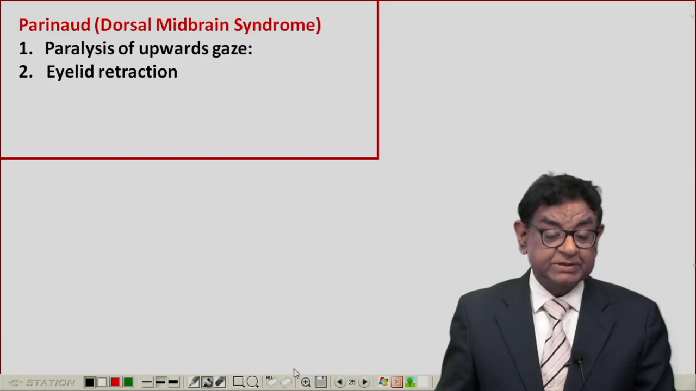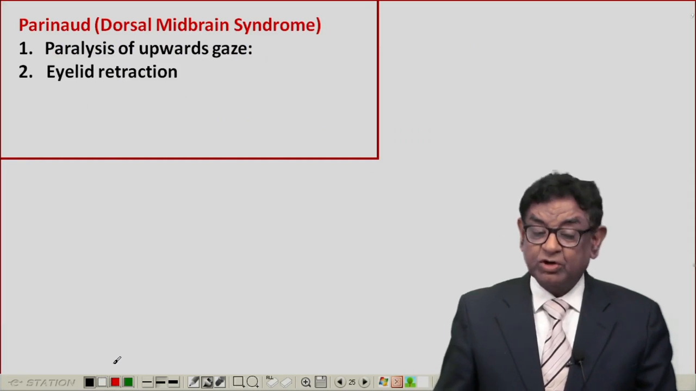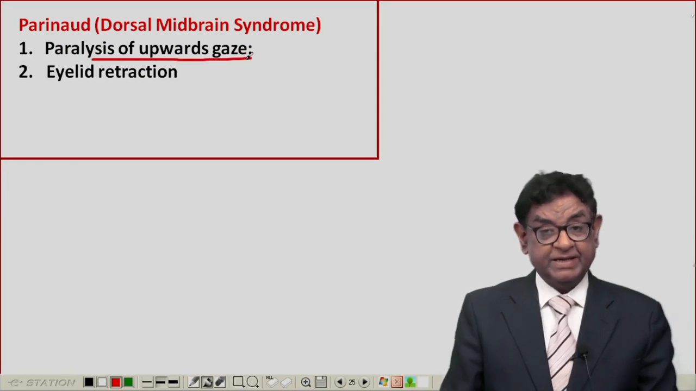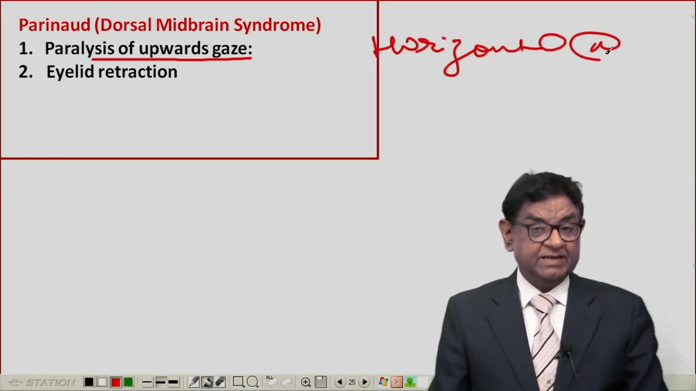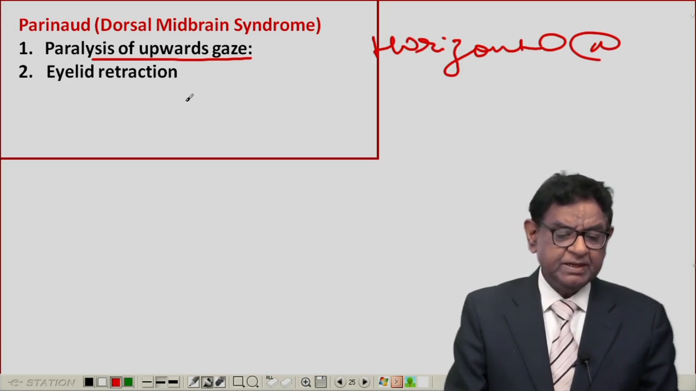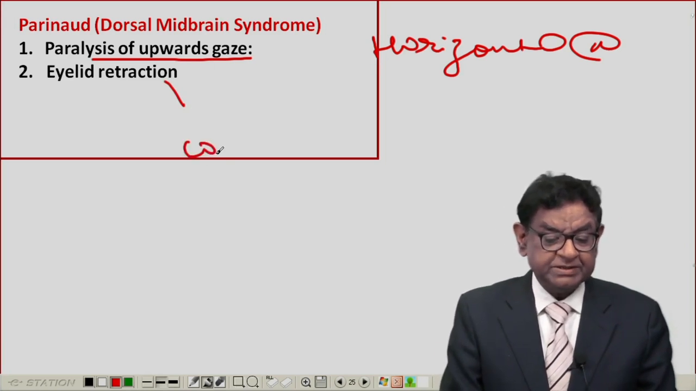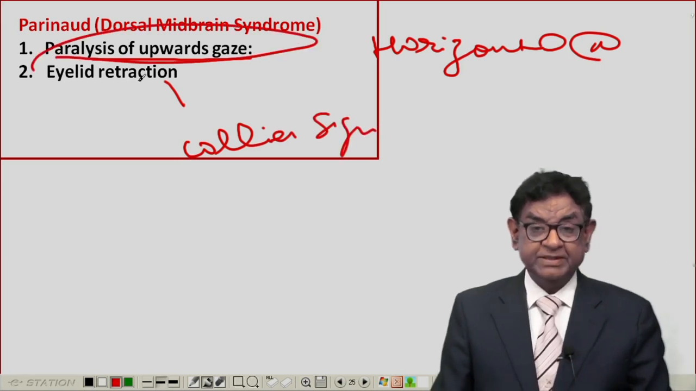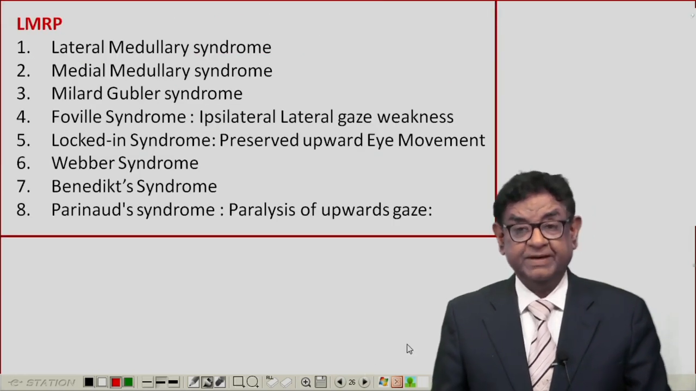So now, obviously, if this part of the brain is involved, that means so-called dorsal midbrain syndrome, so what will happen? There will be paralysis of upward gaze. Remember, in this case, horizontal gaze will be normal because that center lies in the pons. And sometimes retraction of eyelids can be there. This one is Collier's sign. But this is the most important thing that you have got to remember: in Parinaud syndrome, there is upward gaze palsy.